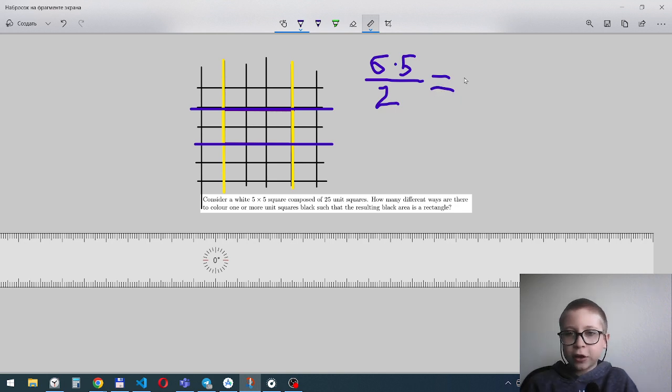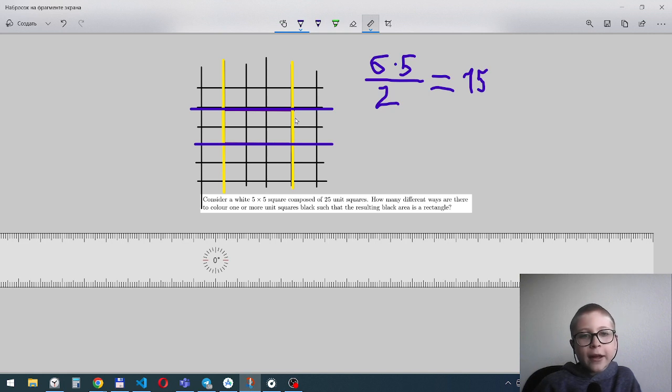30 divided by 2 is 15. I'm really sorry about my handwriting, but I'm writing on a laptop on a touchpad, so it's very difficult. Okay, so there are 15 ways to choose the purple pair of lines.